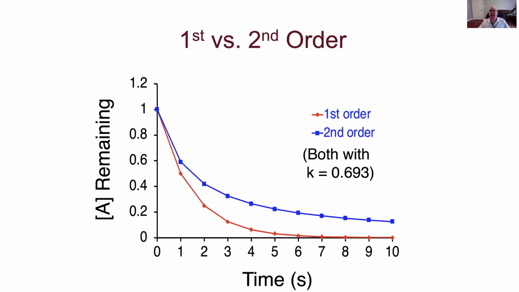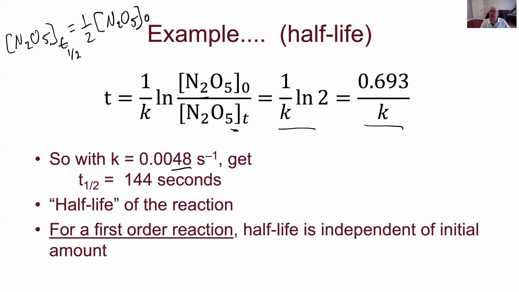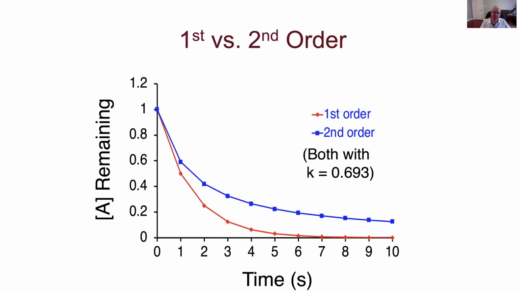I put this graph back here to make one last point about half-life. The red curve is the first order reaction, and because I picked that 0.693 rate constant here, the half-life becomes 1, because T1/2 is 0.693 over k. And you can see that. If I go to the 1 second data point here, my Y value is pretty much right at 0.5. I go to the 2-second data point, and I'm at about 0.25, and so on.